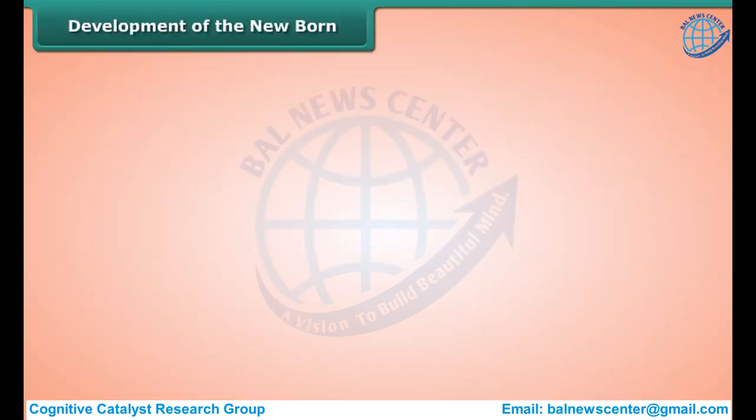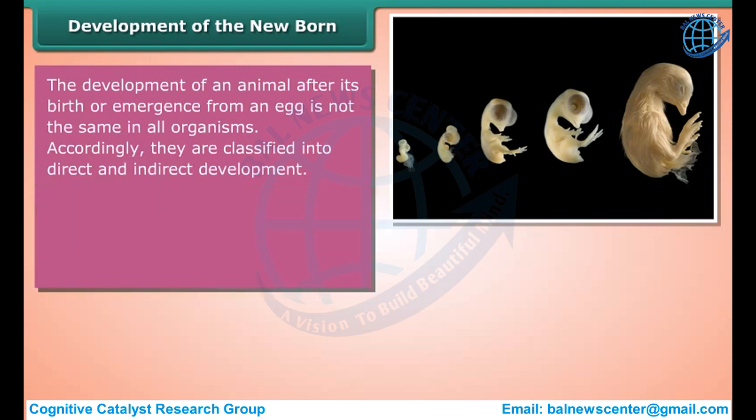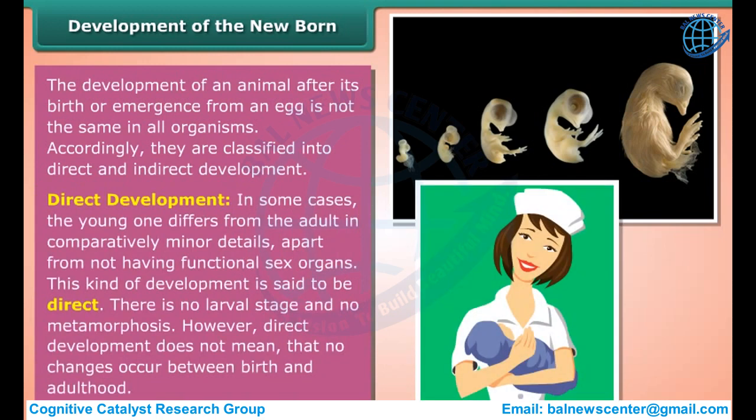Development of the newborn. The development of an animal after its birth or emergence from an egg is not the same in all organisms. Accordingly, they are classified into direct and indirect development. Direct development. In some cases, the young one differs from the adult in comparatively minor details, apart from not having functional sex organs. This kind of development is said to be direct.